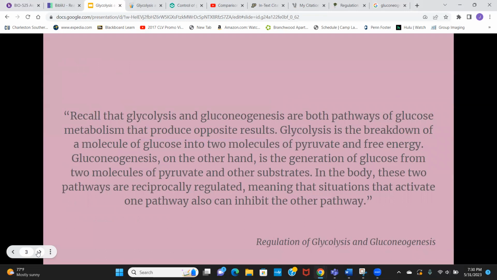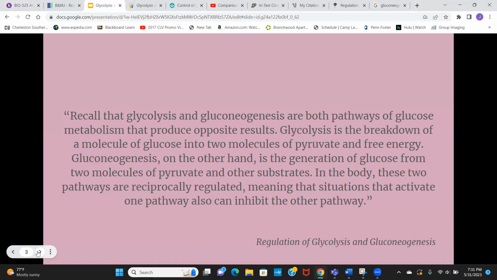Here's a quote from Regulation of Glycolysis and Gluconeogenesis. Recall that glycolysis and gluconeogenesis are both pathways of glucose metabolism that produce opposite results. Glycolysis is the breakdown of a molecule of glucose into two molecules of pyruvate and free energy. Gluconeogenesis, on the other hand, is the generation of glucose from two molecules of pyruvate and other substrates. In the body, these two pathways are reciprocally regulated, meaning that situations that activate one pathway also can inhibit the other pathway.